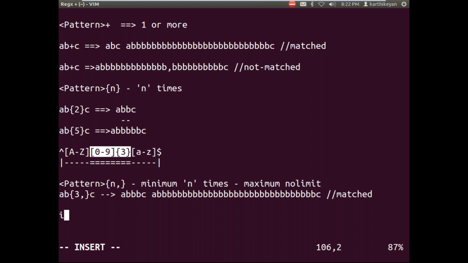So if I write, for example, AB plus C, this is the same as AB 1 comma followed by C. Both are the same. Plus by default means one or more occurrences. And inside curly braces I write the pattern, n comma: minimum one time, maximum n number of occurrences.